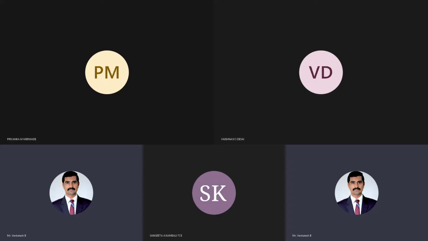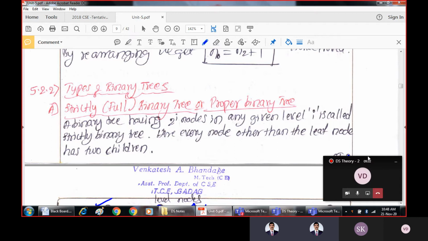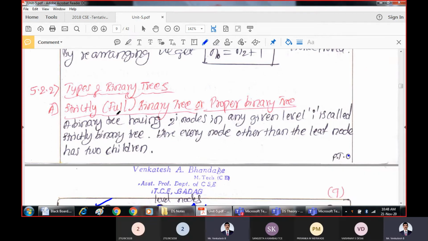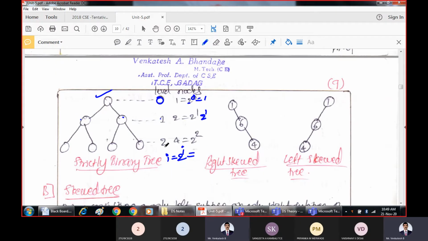Right? So let us see types of binary trees. The first type of binary tree is strictly binary tree, full binary tree, or proper binary tree. So what is the definition? A binary tree having 2 raised to i nodes in any given level i is called a strictly binary tree. That means given any level i, it will be having 2 raised to i nodes.